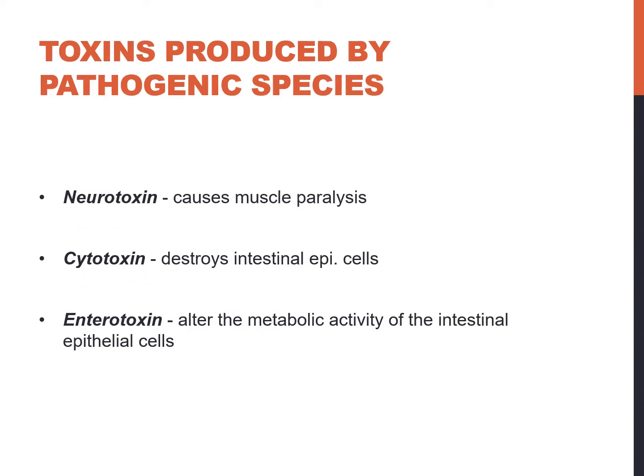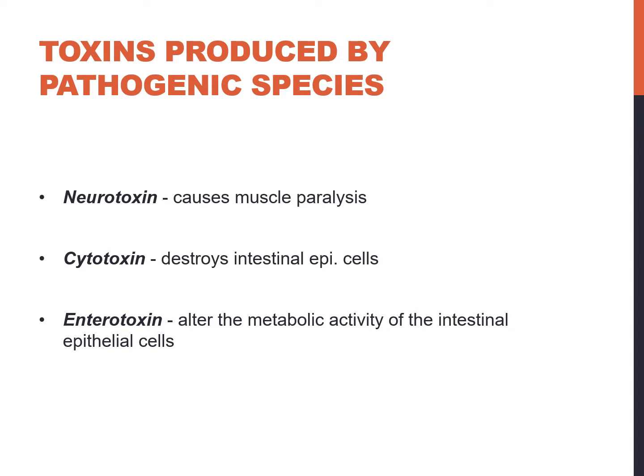Some of our pathogenic species can produce different types of toxins, and those toxins are either going to be neurotoxins, cytotoxins, or enterotoxins. A neurotoxin is a toxin that causes muscle paralysis. For example, Clostridium botulinum produces the most potent neurotoxin known to man. It's the same toxin that's used for Botox. A cytotoxin is a toxin that destroys intestinal epithelial cells. One example of an organism that produces a cytotoxin is Clostridioides difficile.